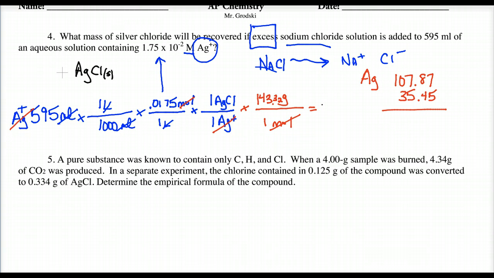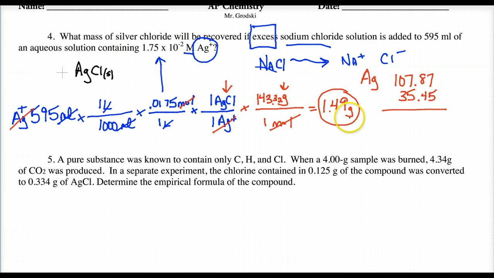Let's put that in a calculator. 595 divided by 1,000 times 0.0175, times 1 divided by 1, times 143.32. And I get my answer to be 1.49 grams. And who's left standing? Grams of silver chloride. There we go.